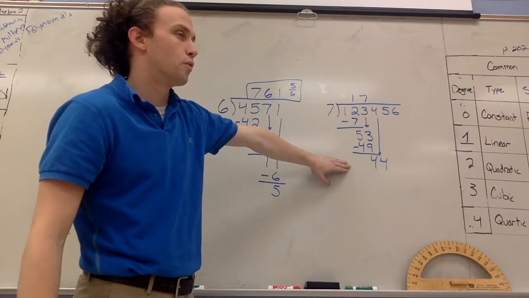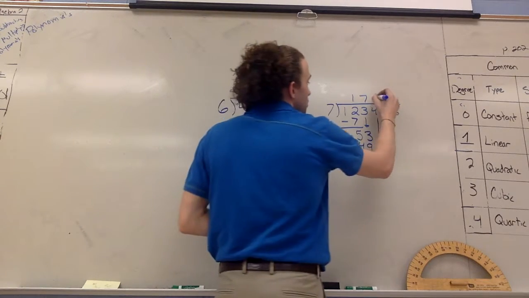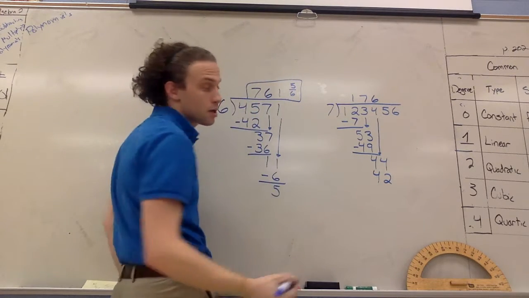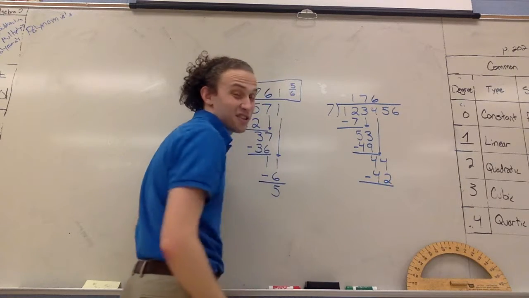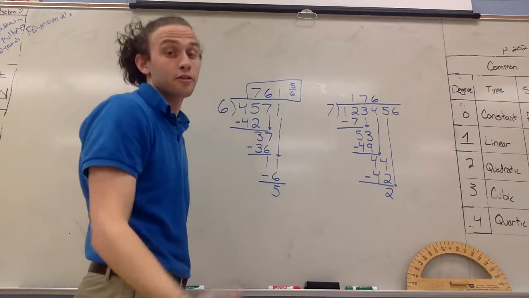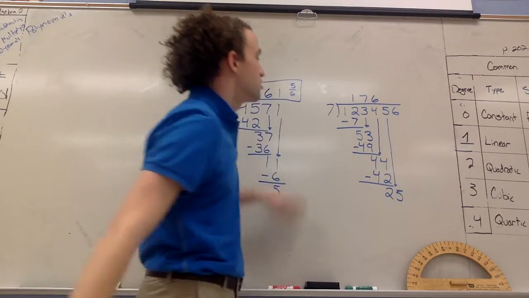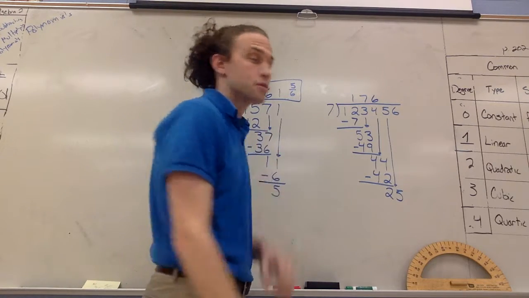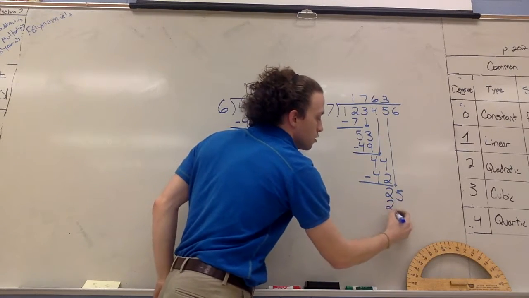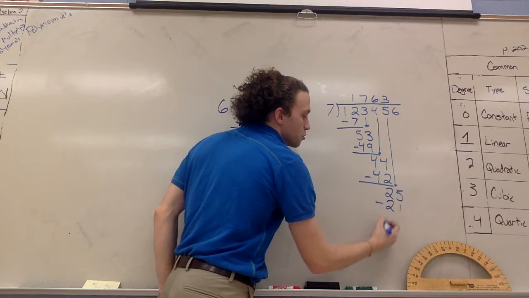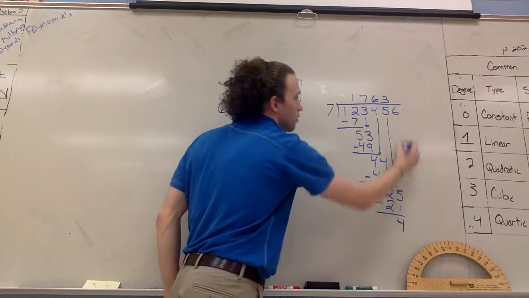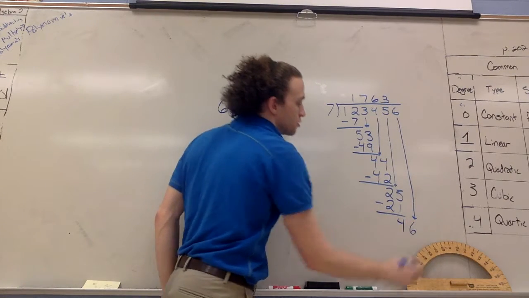7 goes into 44 6 times. Multiply those. I need to change my sign. I need to add straight down. And I need to keep repeating this the entire time. So this is going to be 5 now. 7 goes into 25 3 times. We do multiplication here. 3 times 7 is 21. Change the sign, adding straight down. We have a 4, and lastly we have a 6 here.